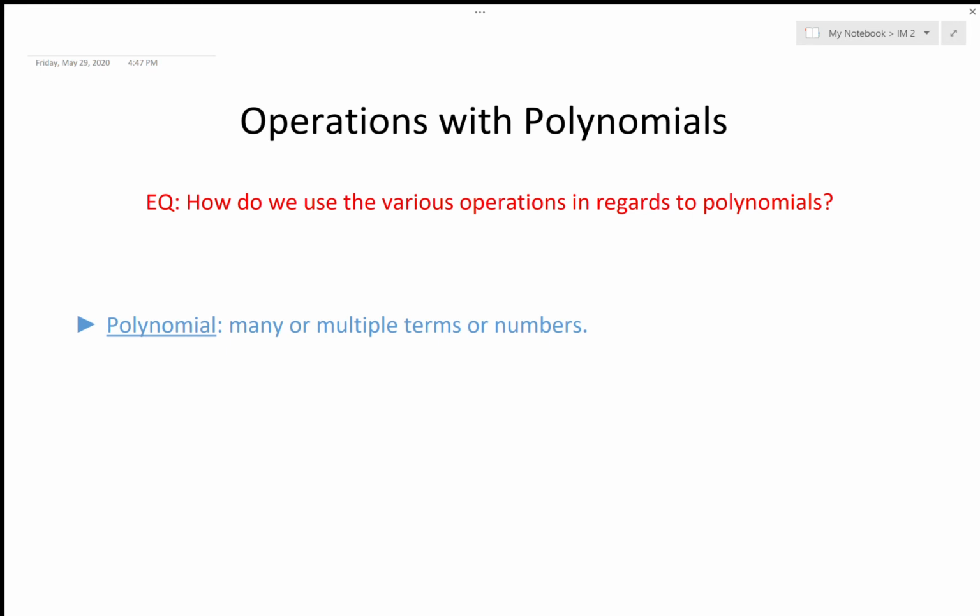We're going to begin with operations and polynomials. And when we talk about polynomials, we're talking about something that has many or multiple terms or numbers in it. So let's see examples of those.